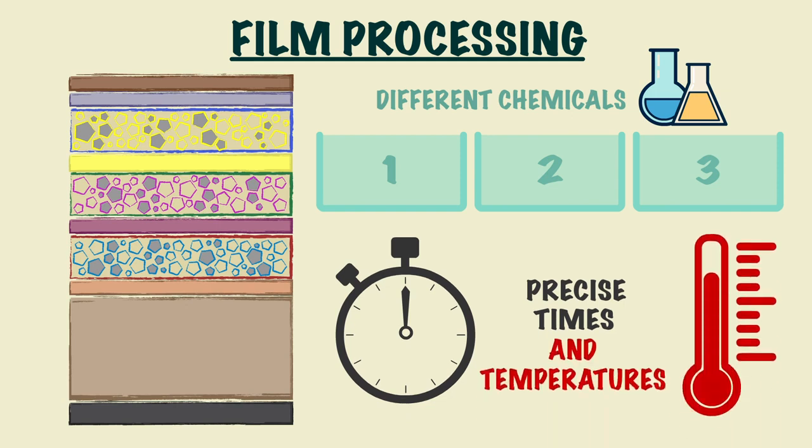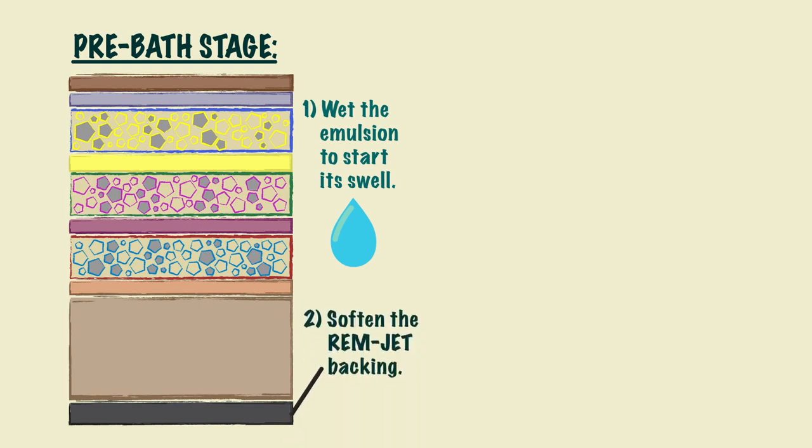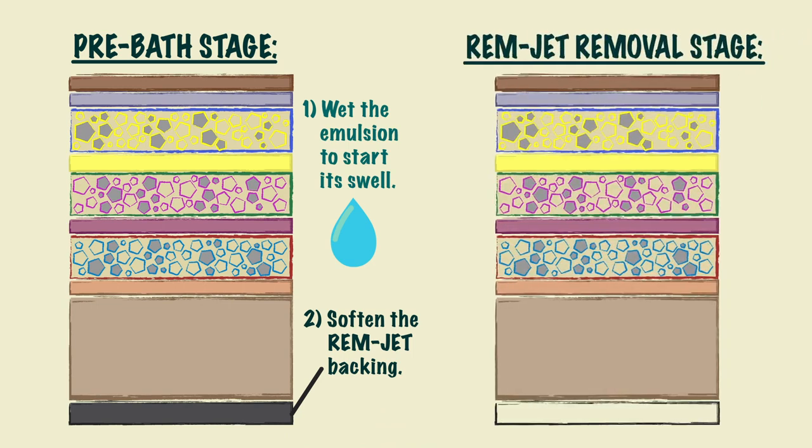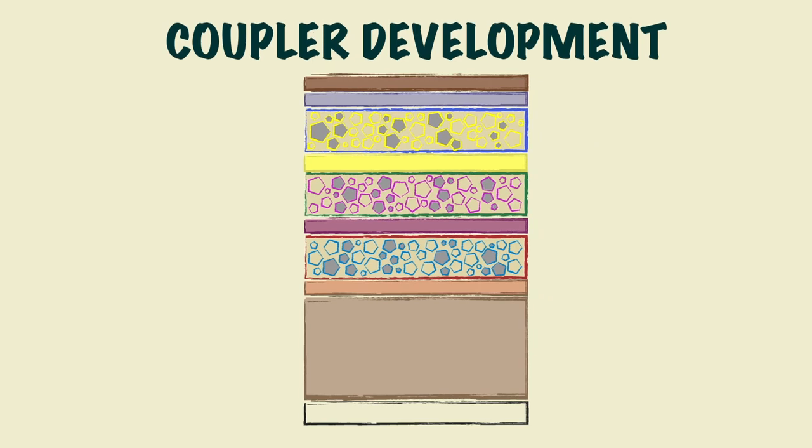The first stage of processing is the pre-bath. The pre-bath is used to wet the emulsion, to start its swell, and also to soften the REM jet backing so that it can be removed in the next stage, called the REM jet removal stage. For colour film, the next stage of processing is called coupler development.